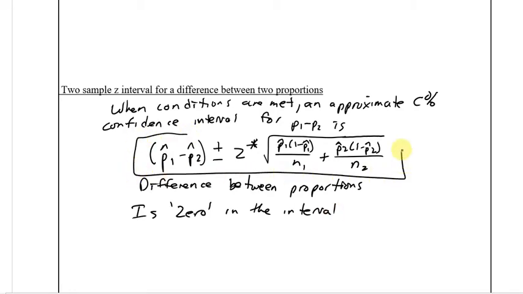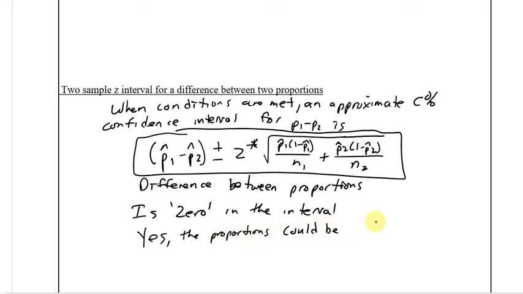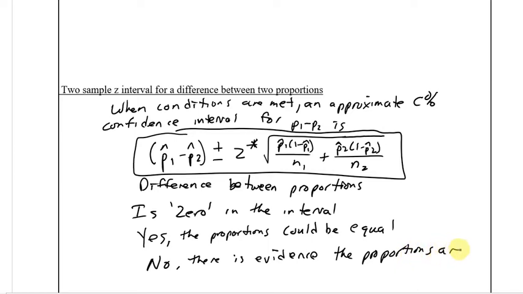Because if 0 is in the interval, if the answer is yes, then they could be the same. They may not be, but they could be the same. The proportions could be, we always say could be, equal. If 0 is not in our interval, then there's evidence the proportions are not the same. So if 0 is in the interval, then there's not evidence that the proportions are not the same. We don't know that they're not the same, but it's possible. We don't know that they're the same, but they could be. So yes gives us less information because we can't really be sure. But if it's no, then we can say there's some evidence that the proportions are not the same if 0 is not in our interval.